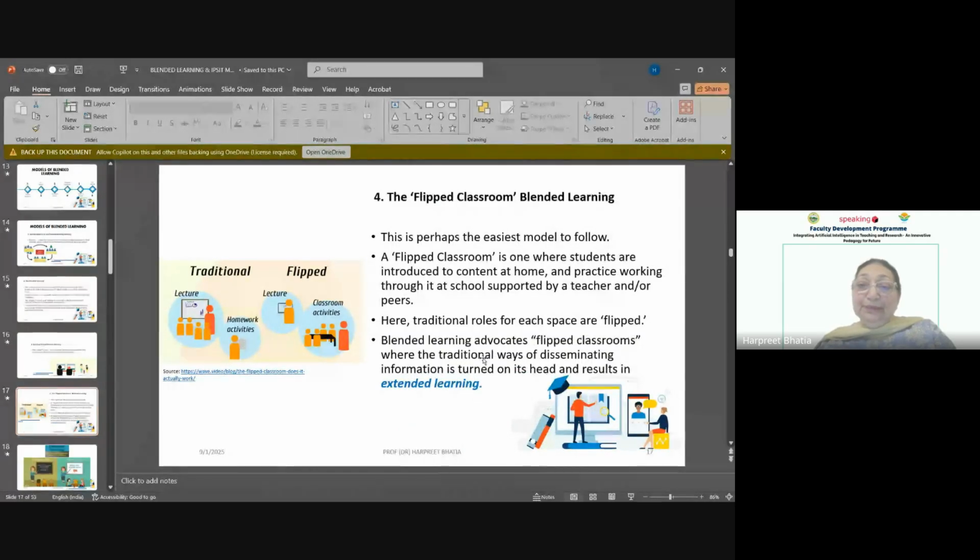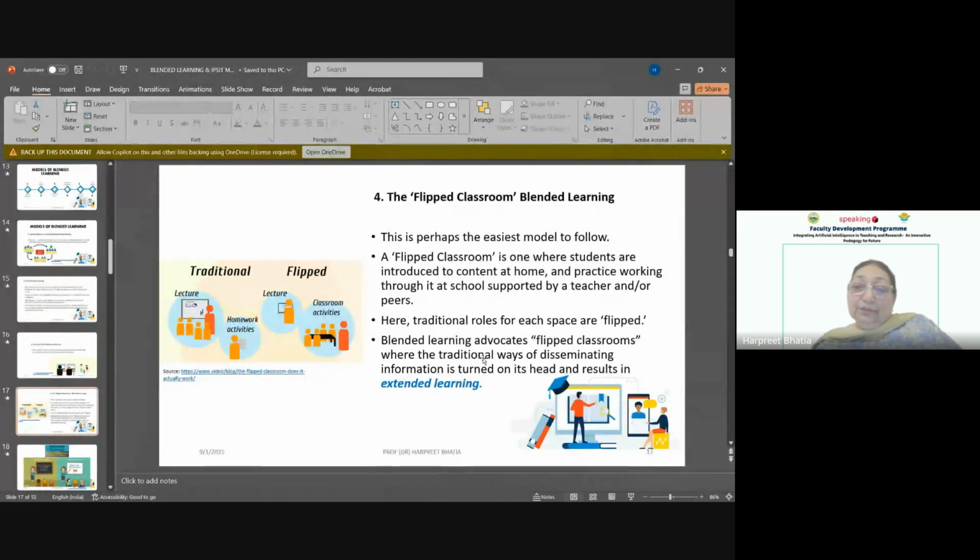Then we have the flipped classroom blended learning. This, like I said, is one of the most frequently used methods, and also one of the easiest methods to follow out of all of these.